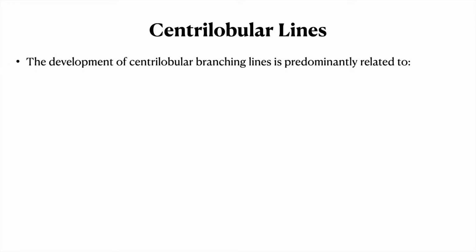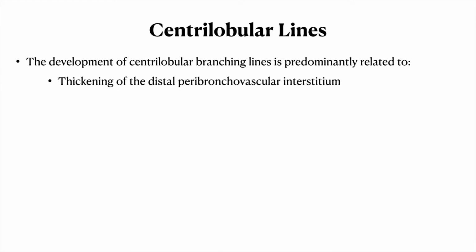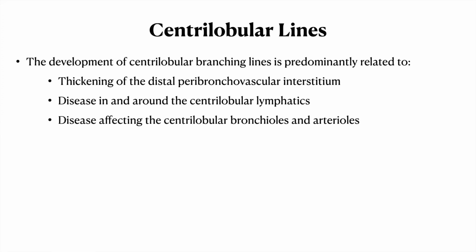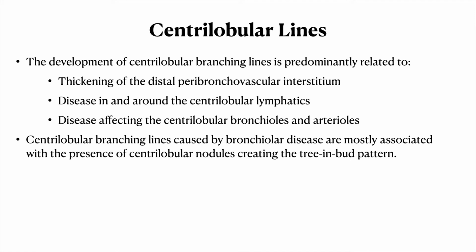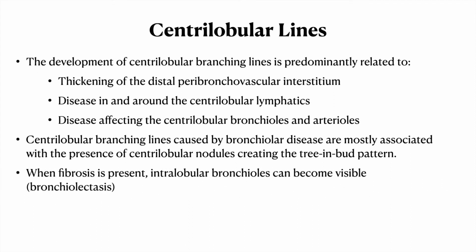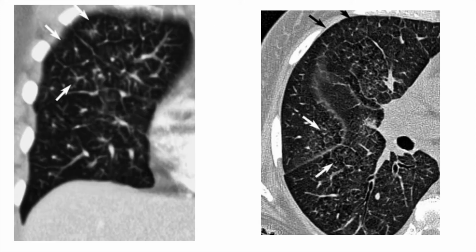So coming next to centrilobular lines, the development of centrilobular branching lines is predominantly related to thickening of the distal peribronchovascular interstitium, disease in and around the centrilobular lymphatics, disease affecting the centrilobular bronchioles and arterioles. Centrilobular branching lines caused by bronchiolar disease is mostly associated with presence of centrilobular nodules, giving an appearance of tree in bud pattern. This has been discussed in the previous video. When fibrosis is present, the interlobular bronchioles can become visible because of the bronchiectasis.